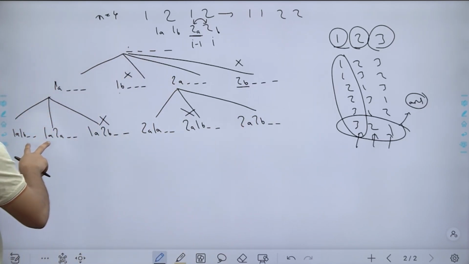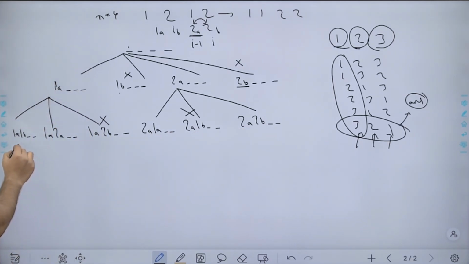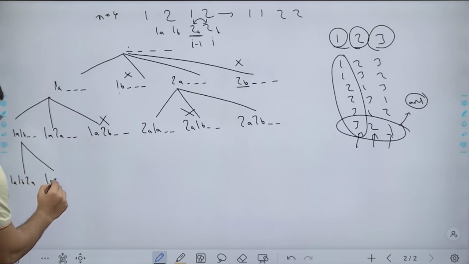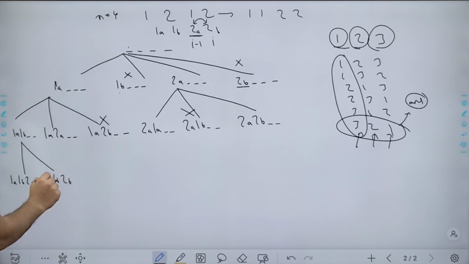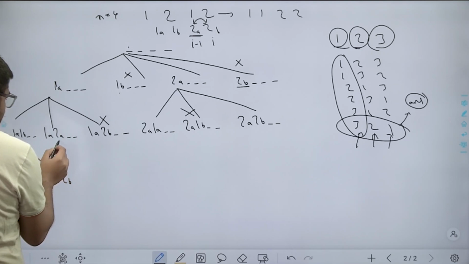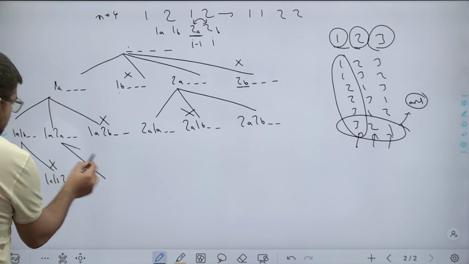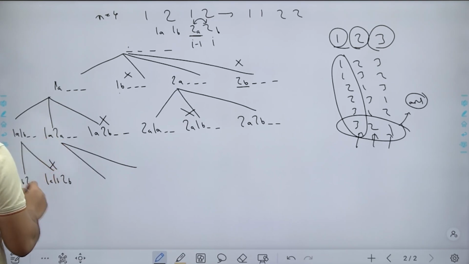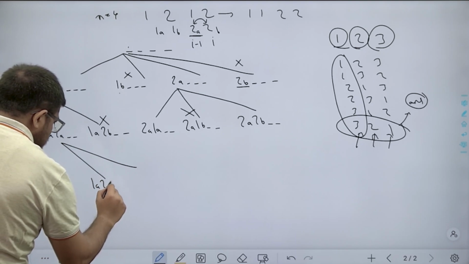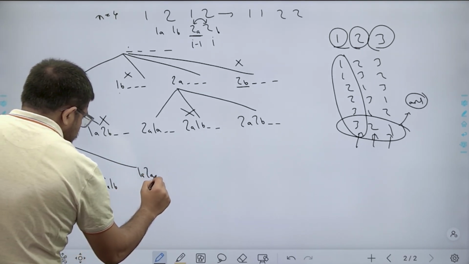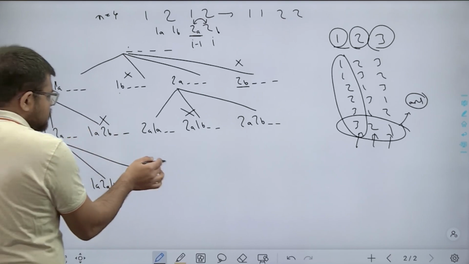So I have this 2 and I have this 2. Now again, here I have 2 choices, either 2A or 2B. So I have 1A, 1B, 2A or 1A, 1B, 2B. But 2B I should not take because 2A is not taken. So I will not go further here. Here I have 2 choices, either to take 1B or 2B. I can take any of them because 1A and 2A both are taken. So I say 1A, 2A, 1B and 1A, 2A, 2B. We are not going further.